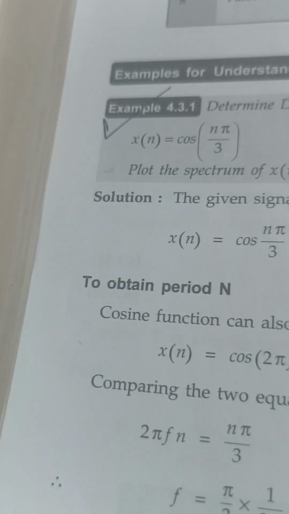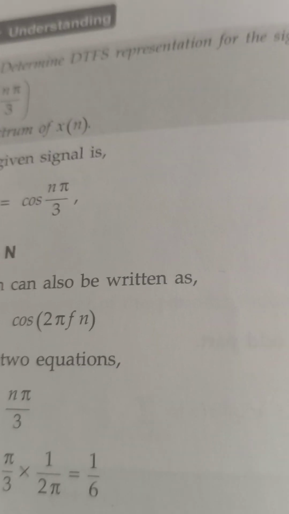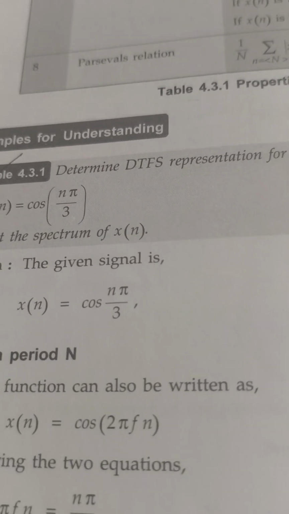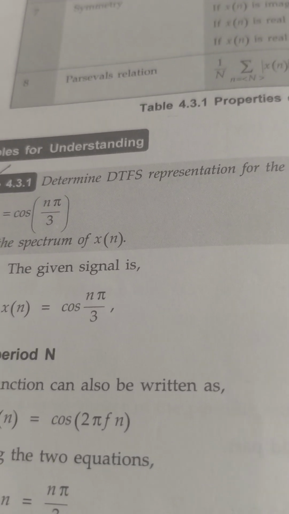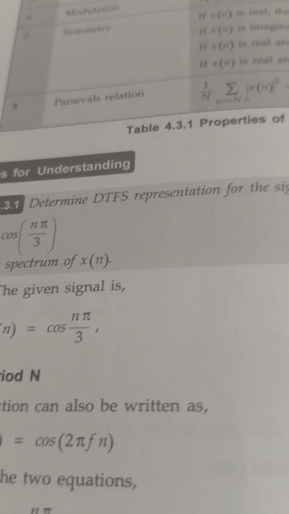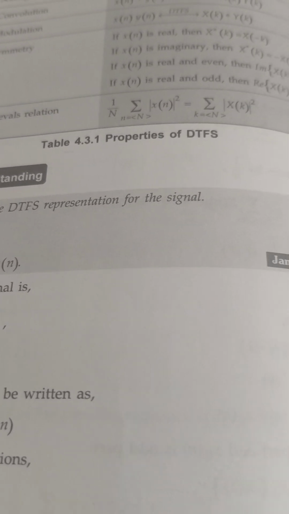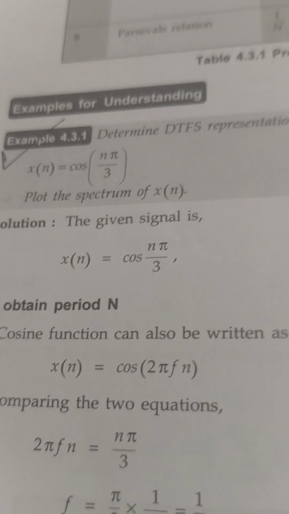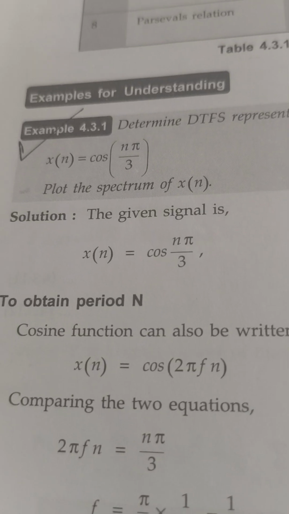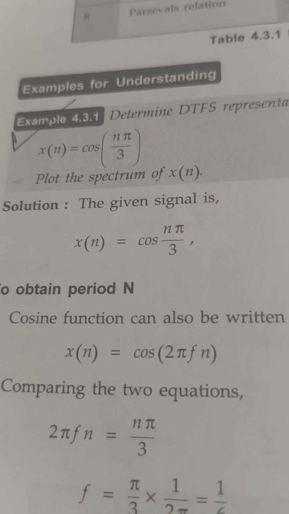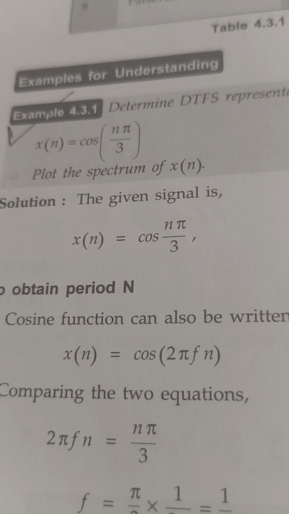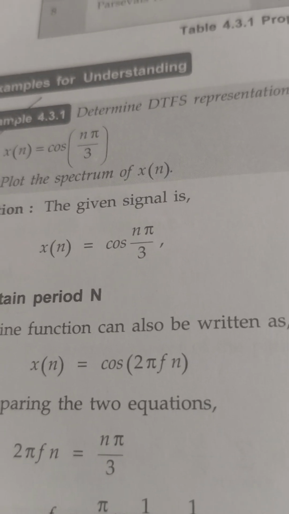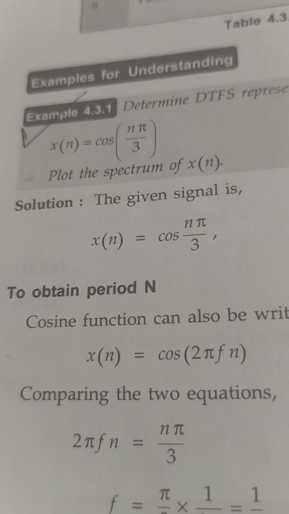Okay, today we'll solve one problem related to DTFS. Determine the DTFS representation for the signal x of n equal to cos of n pi by 3. Plot the spectrum of x of n. Here they have given a sequence, a signal x of n equal to cos of n pi by 3.